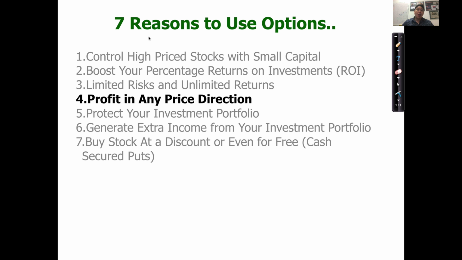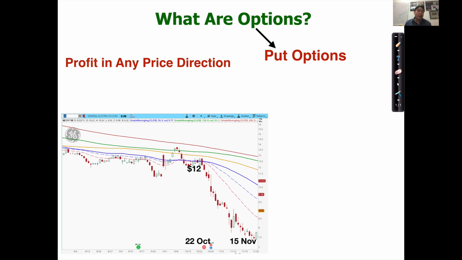All right, reason number 4, options allow us to profit in any price direction. So with options, we can profit whether the stock price goes up or the stock price collapses. Let's take a quick look. So to do that, you have to now learn put options. So we had call options, calling is buying, put options would be when you put, you sell, right?